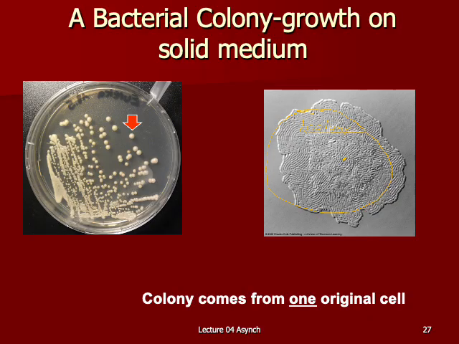So you're doing single streaking, you streak out, you get one here, one here, one here, and with time it goes through the four phases, and now you have millions, but they all came from that one original cell that was streaked out. Kind of cool.